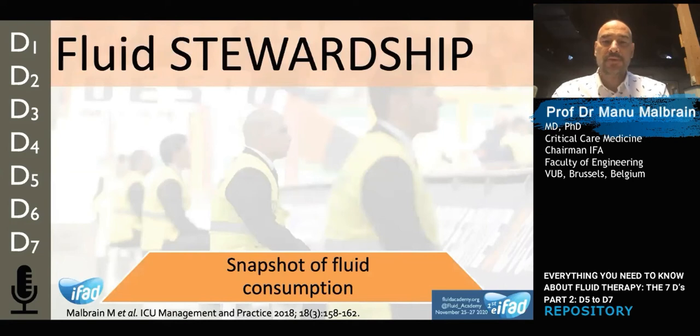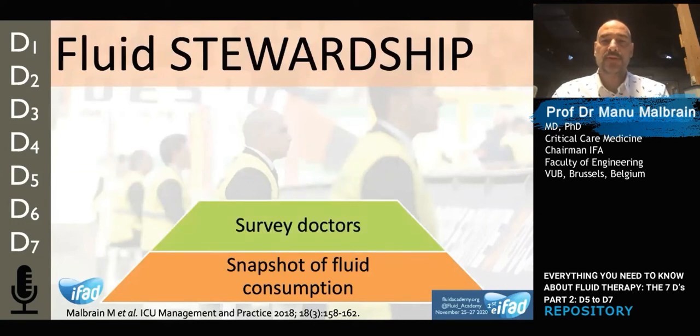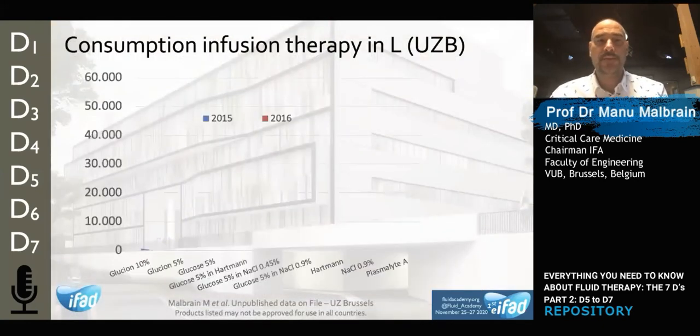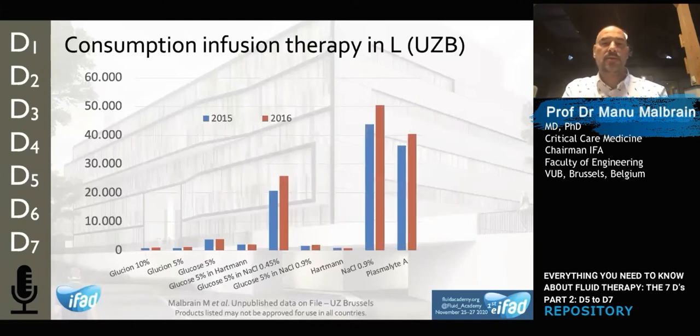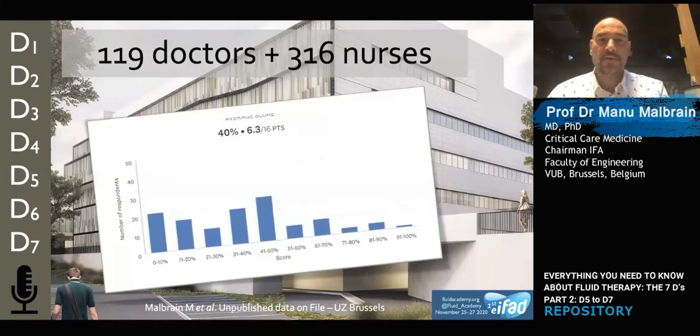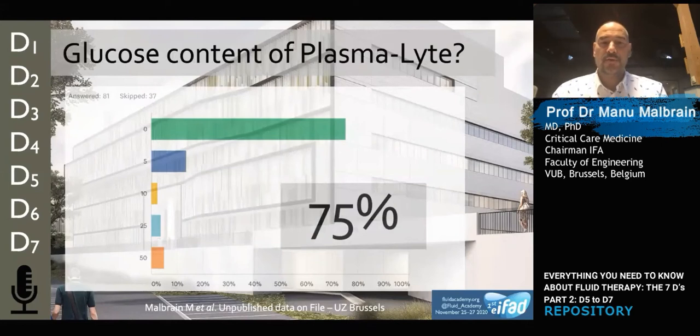So what happened? This is the Atomium in Brussels. We performed a snapshot of fluid consumption, a survey of doctors and nurses, and then a medical audit. If we look at the consumption of infusion therapy, you see that the largest amounts of fluids given were saline and then balanced crystalloid Plasma-Lyte. We performed a knowledge survey for doctors and nurses, and the average score was 40%. So not very good.